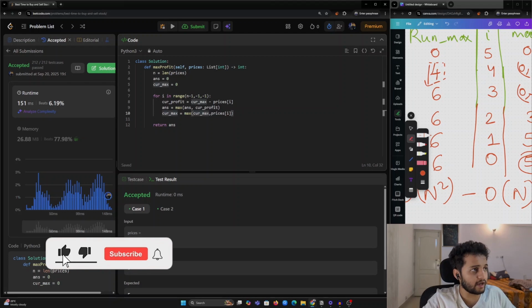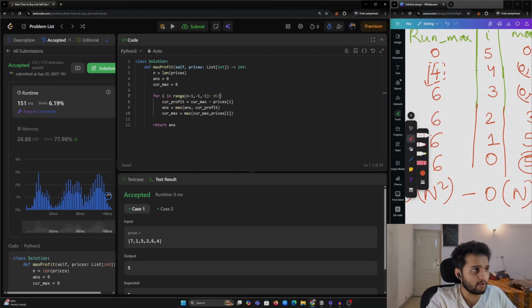After solving this, you can calculate the time complexity. We have only written one for loop, so the time complexity of our solution is order of n. And we are not using any extra space, so our space complexity is also order of 1.